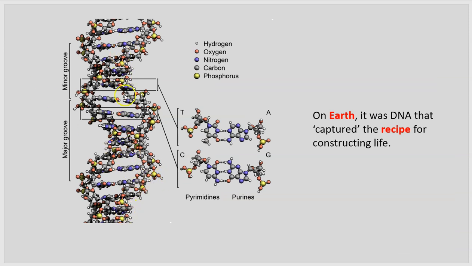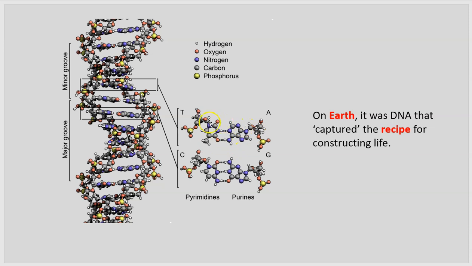Here on the left is the structure of DNA. It carries the recipe for building a living thing. Now, on Earth, it was DNA that captured this recipe for constructing life. On some other planet, perhaps some other molecule is the hereditary material.